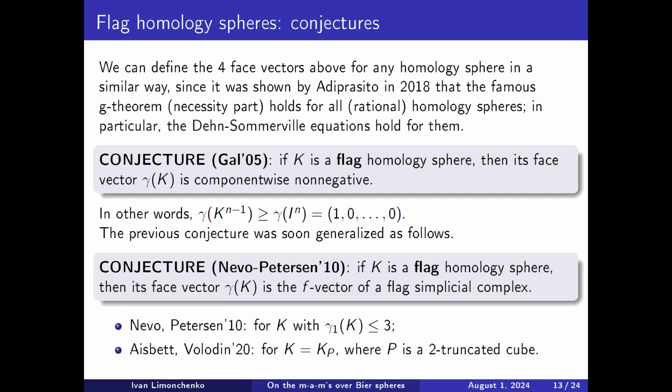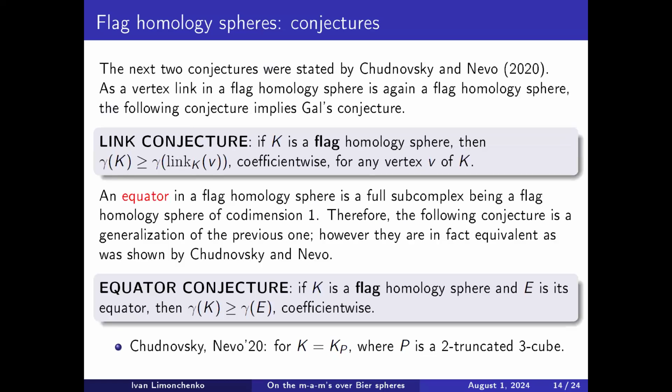Okay, and now there were some results trying to prove or disprove this conjecture. Nevo and Petersen showed that this is true for all flag homology spheres with gamma 1 not greater than 3. And more recently, Isobe and Volodin proved that this conjecture is true for any two-truncated cube. That's related to our results.